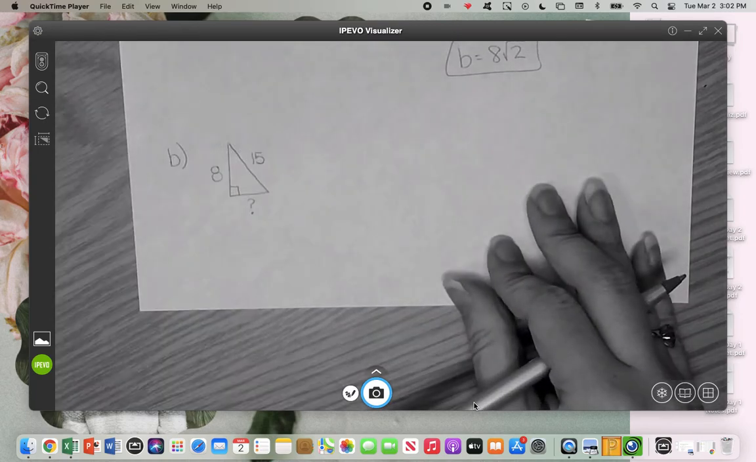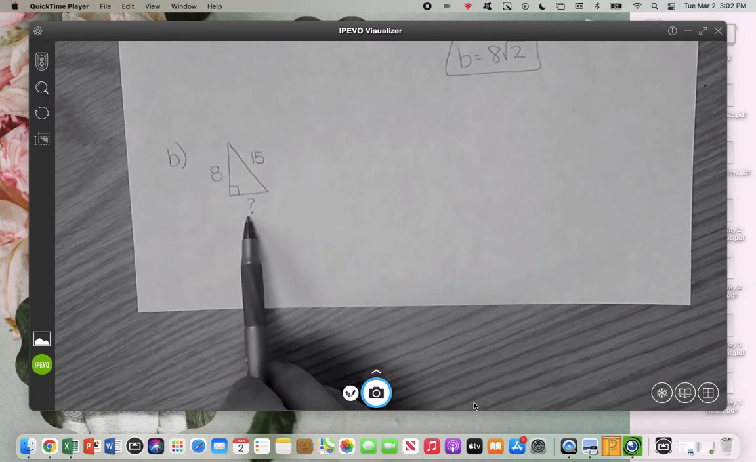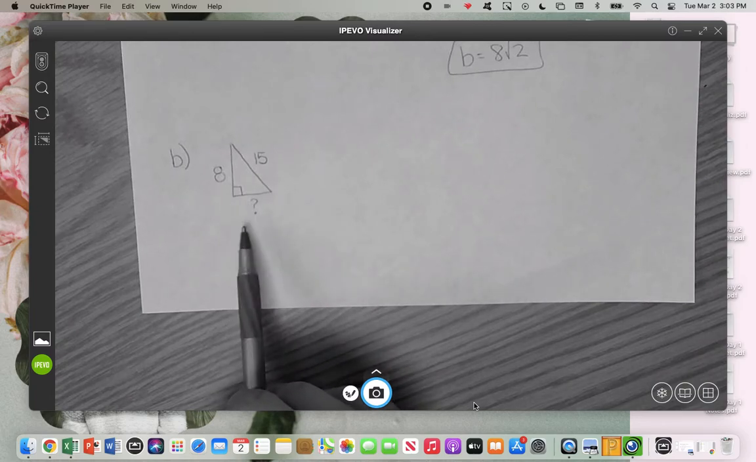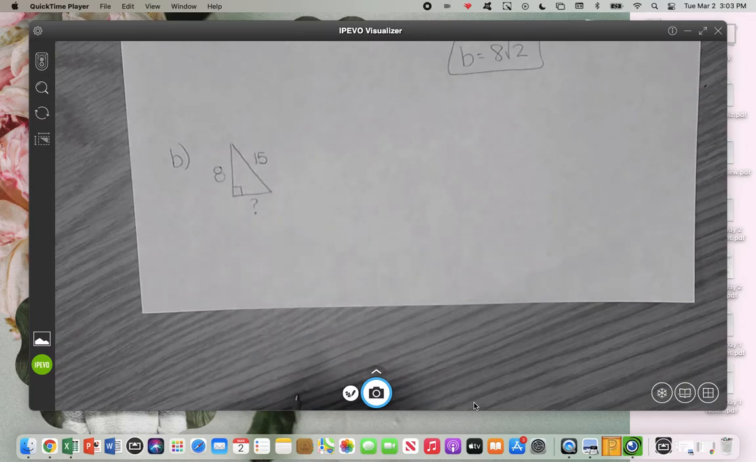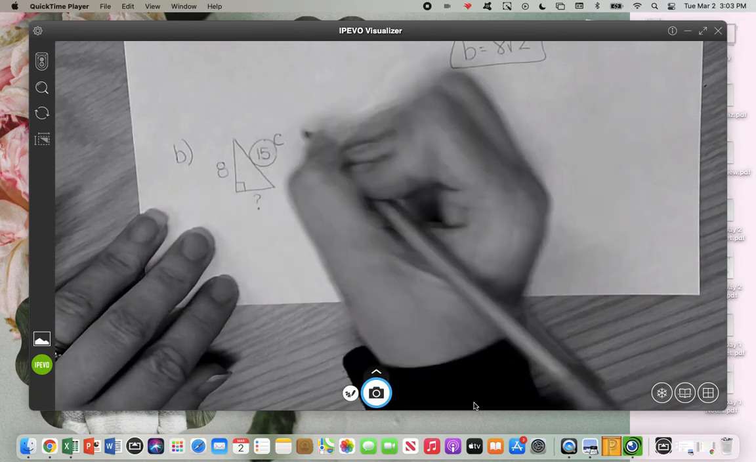Alright, so you have to determine if you're missing a leg or a hypotenuse. In this case, we are missing a leg. Now, it does not matter on the legs which one is A and which one is B, but we definitely need to know which one is C. And in this case, the hypotenuse is your C.